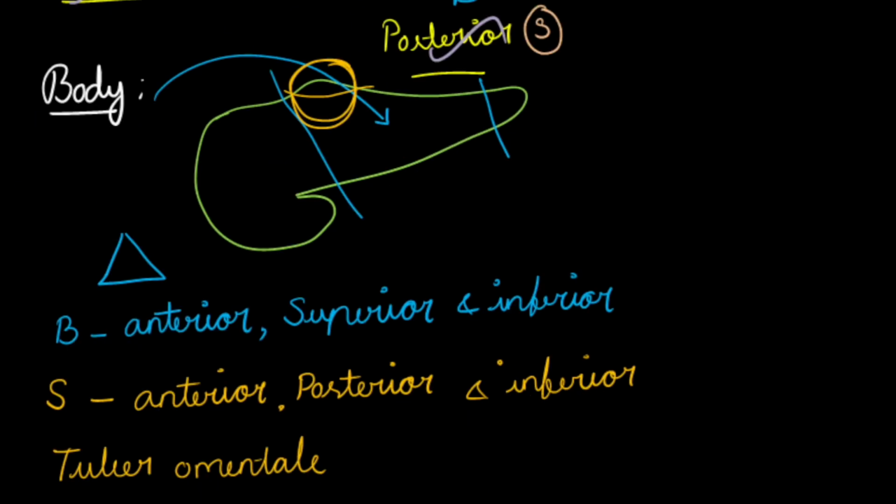Then comes the body of the pancreas. In case of the body of the pancreas, we have three borders: anterior, superior and inferior. In case of surfaces, we have three: anterior, posterior and inferior. Adding to that, we have one special feature, none other than the projection present on the superior border of the pancreas, that is the tuber omentale.